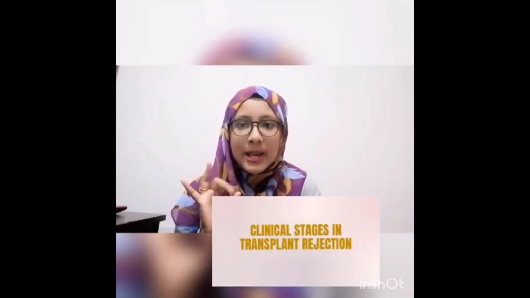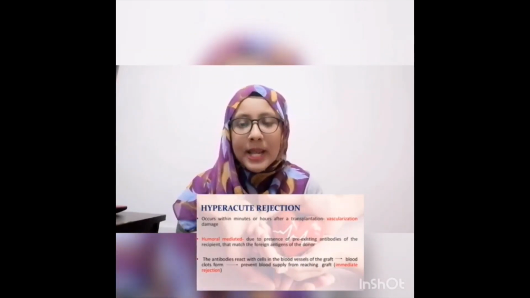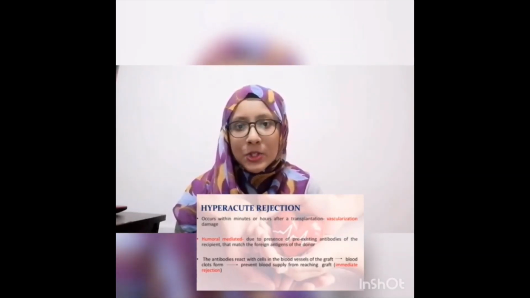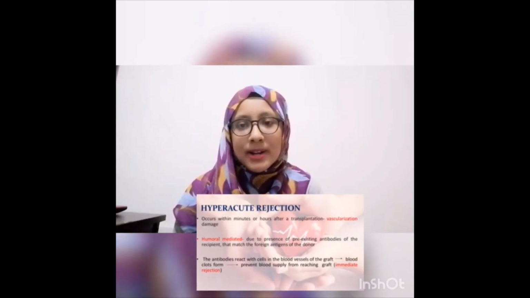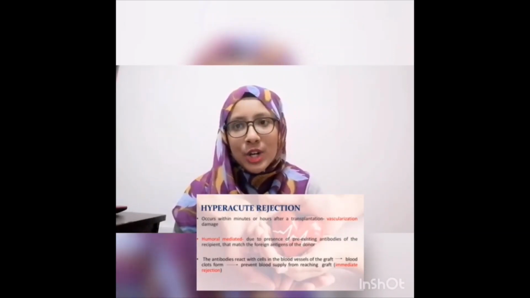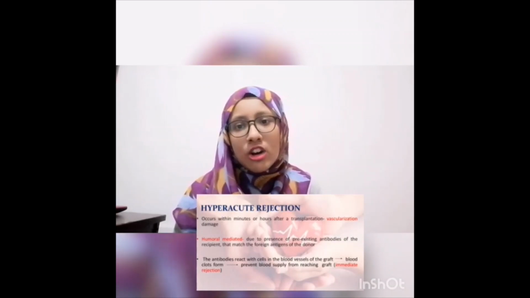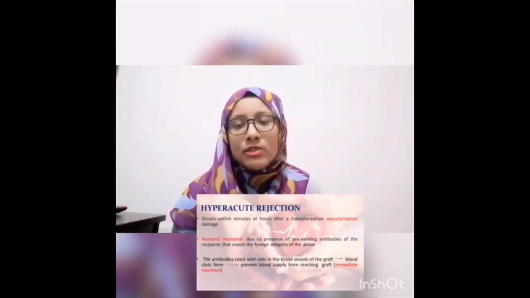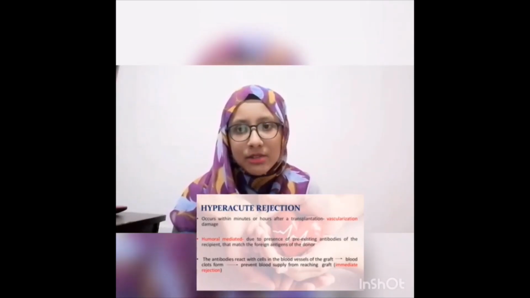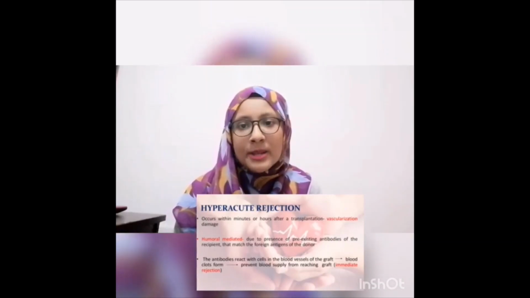Next, I will present about the clinical stages in transplant rejection. There are three stages: hyperacute, acute, and chronic. For the first one, hyperacute rejection occurs within minutes or hours after the transplantation due to vascularization damage. The damage is caused by massive thrombosis from activation of the complement system. It is humoral mediated due to the presence of pre-existing antibodies in the recipient that match the donor's antigen. It can happen due to previous blood transfusion or multiple pregnancies. The antibody will react with the cells inside the graft's blood vessel and cause a blood clot to form. This will prevent the blood supply from reaching the graft and is known as immediate rejection. The kidney is one of the most susceptible organs for hyperacute rejection.